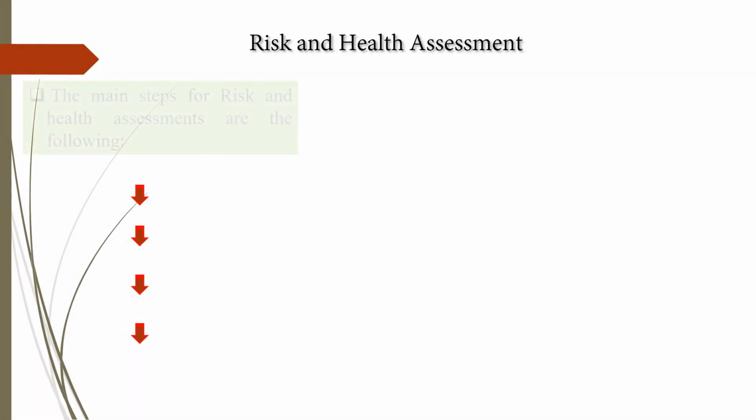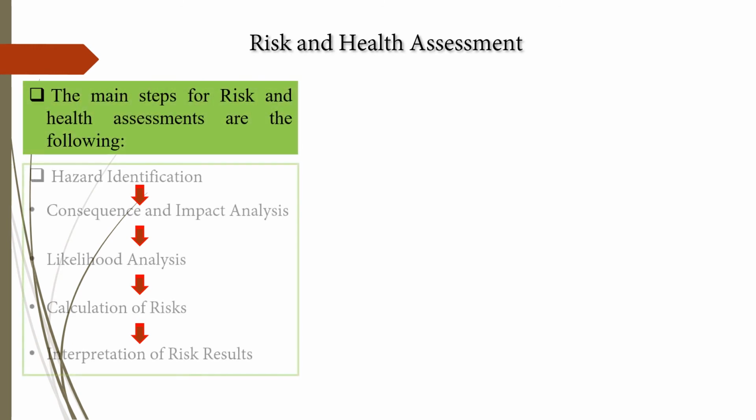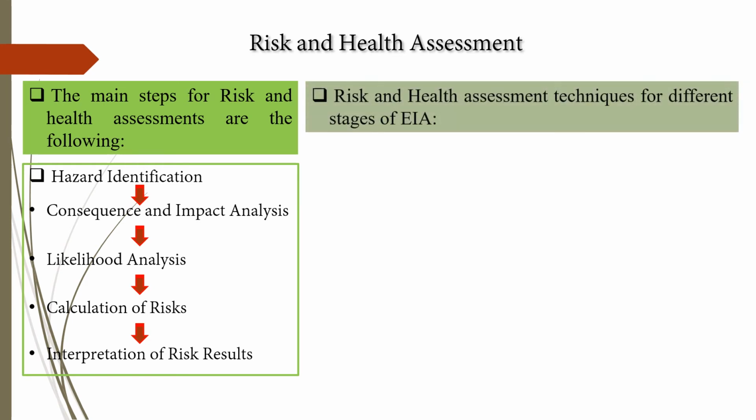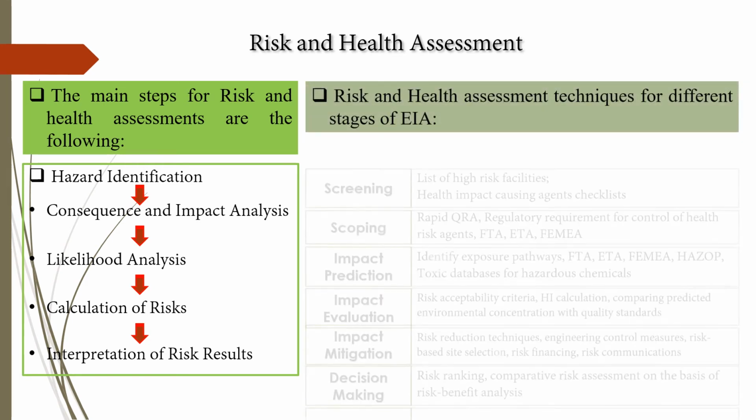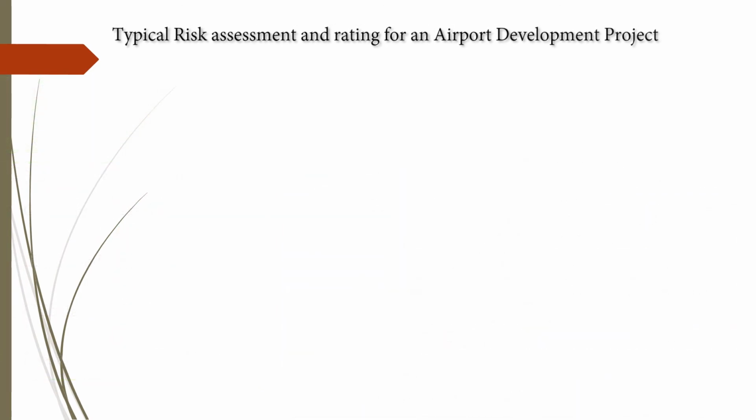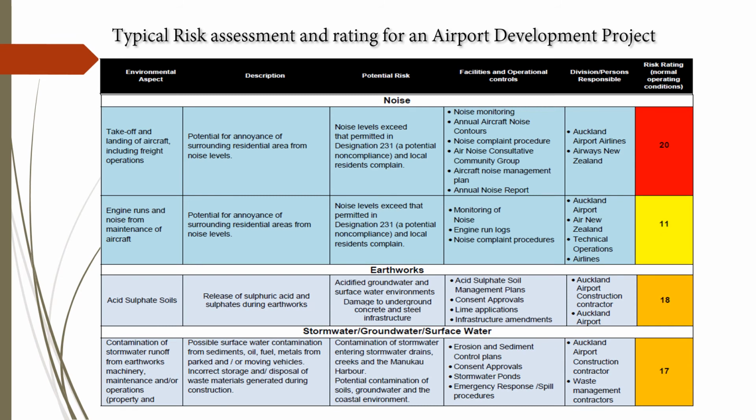Risk and health assessment. The main steps for risk and health assessment are the following: hazard identification, consequence and impact analysis, likelihood analysis, calculation of risks, and interpretation of risk results. The risk and health assessment techniques for different stages of EIA are different, as shown in the following. This table is a typical risk assessment and rating for an international airport development project.